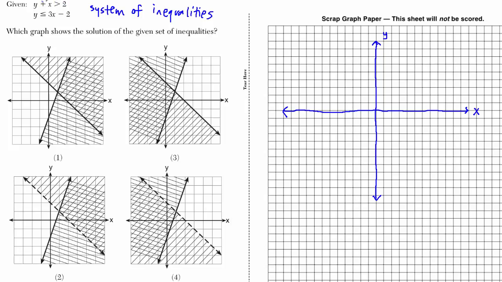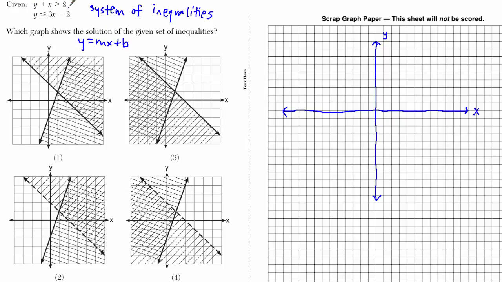So the first inequality, y plus x is greater than 2. Well, the easiest way to graph this inequality is to get it into a form similar to slope-intercept form, where for a line it's y equals mx plus b. Similarly for an inequality, it would be y is greater than or less than or equal to mx plus b, where m is the slope and b is the y-intercept. Whenever we isolate y, it allows us to graph this much easier.